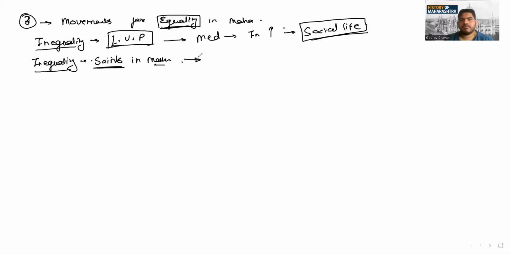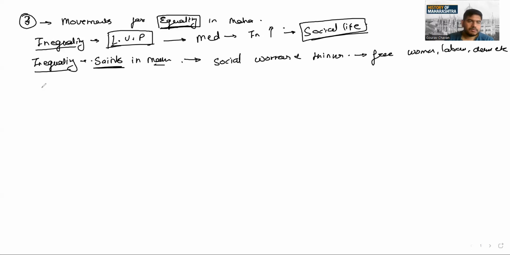Then this work was carried forward by some social workers and thinkers, whom we call social reformers. They instigated social change in society and started the equality movements. The aim was to free women, labor, Dalits, etc., from exploitation. This was the prime purpose of the equality movements in Maharashtra.